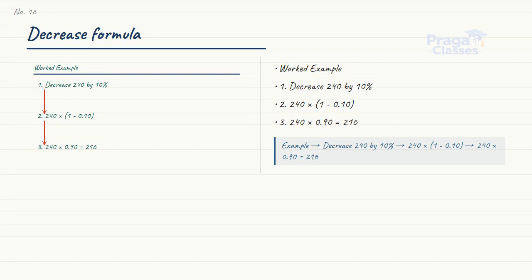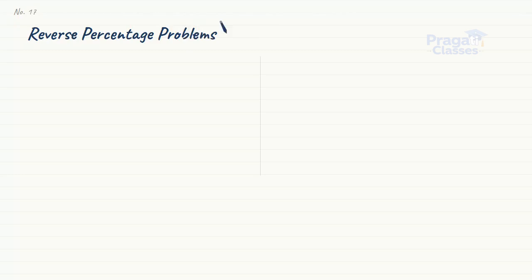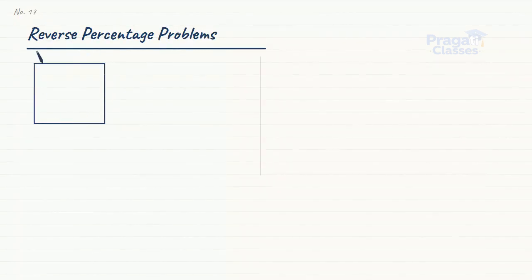Notice the pattern: increase uses plus, decrease uses minus. This is exactly what happens when a store takes 10% off a $240 item. You pay $216.